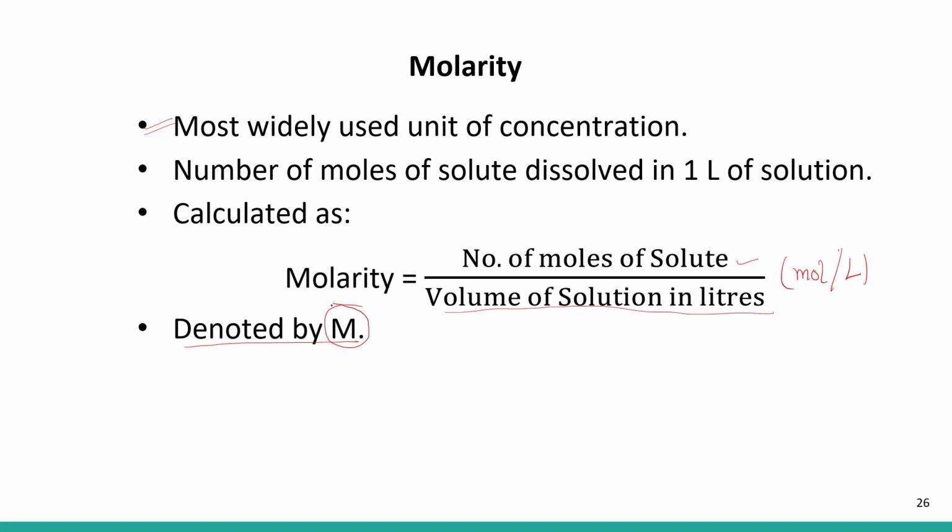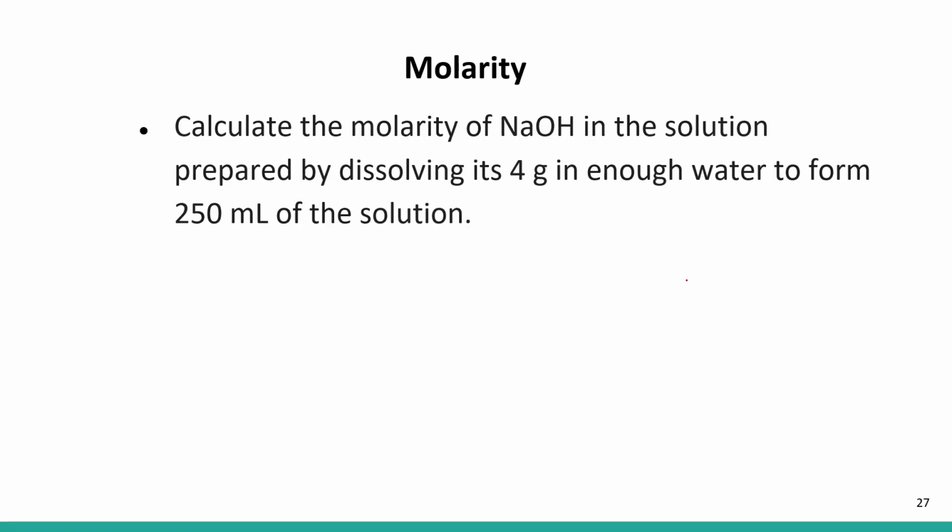So first we have seen the mass percentage. Then we have seen the mole fraction, which was represented by chi. In the subscript, we write the appropriate element or the compound for which we are calculating the mole fraction. Then this is denoted by capital M. Why I am saying capital M, you will know in the later slides.